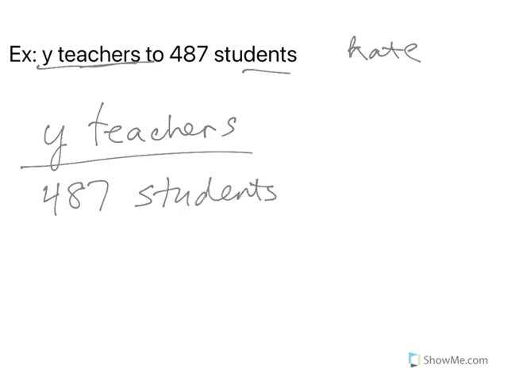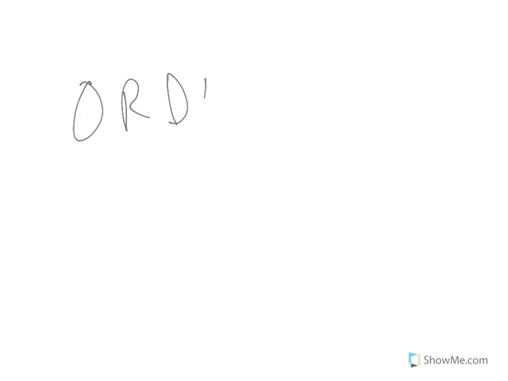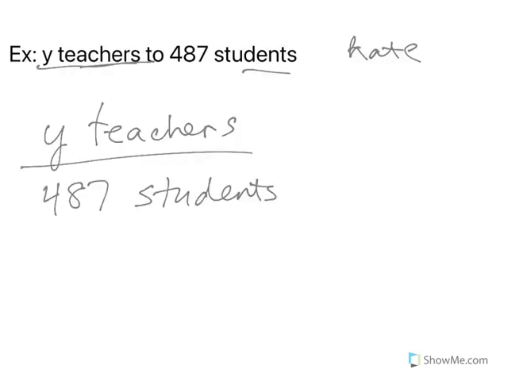So you have to make sure that you're paying attention to the order. So whatever comes first would go on top in the fraction. It would go first if you're writing the colon, right? Because we know that ratios can be written different ways. But the big key is order matters. So just remember that. Whatever comes first goes on top.